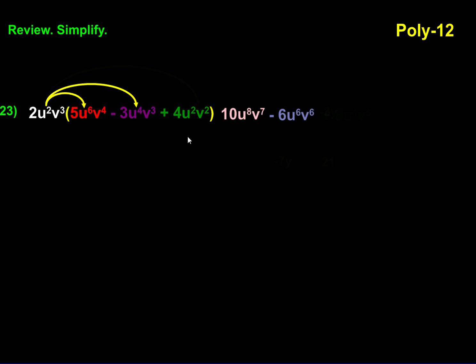All right, one piece left, one term. We're going to multiply 2u to the 2nd, v to the 3rd by a positive 4u to the 2nd, v to the 2nd. And that is going to give us 2 times 4 is a positive 8. u to the 4th, and v to the 3rd plus v to the 2nd is v to the 5th.